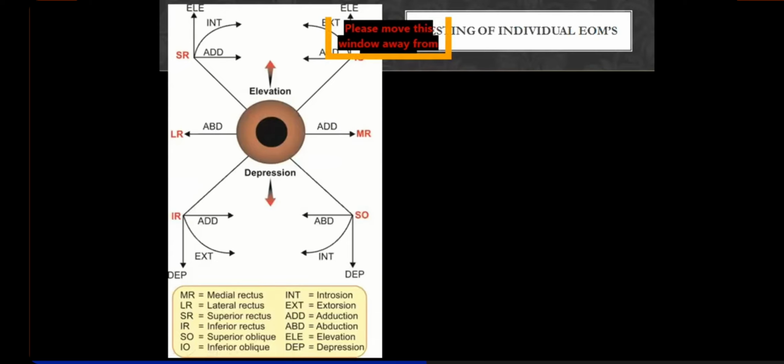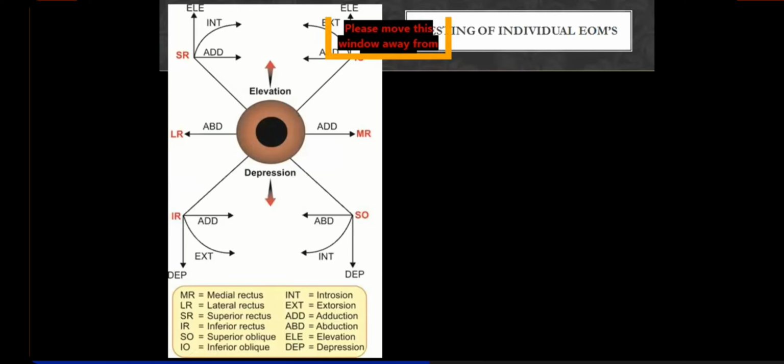Okay, now look here, the important thing is this arrow, these directions. This is the direction of the anatomical background, that is, in which direction the muscle will pull the eyeball. The pupil of the eyeball will be looking in which direction because of the individual action of that muscle.